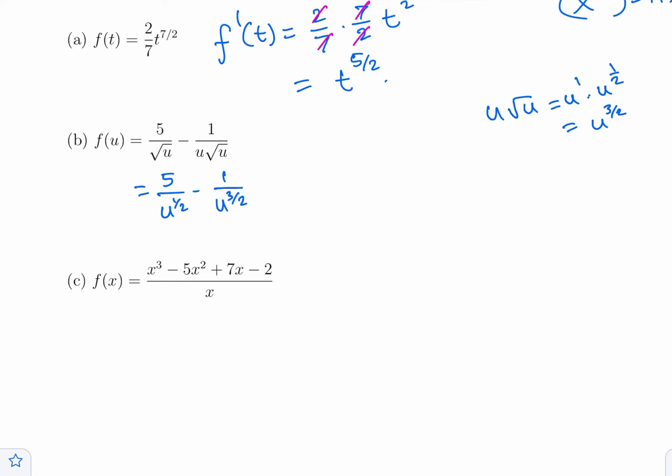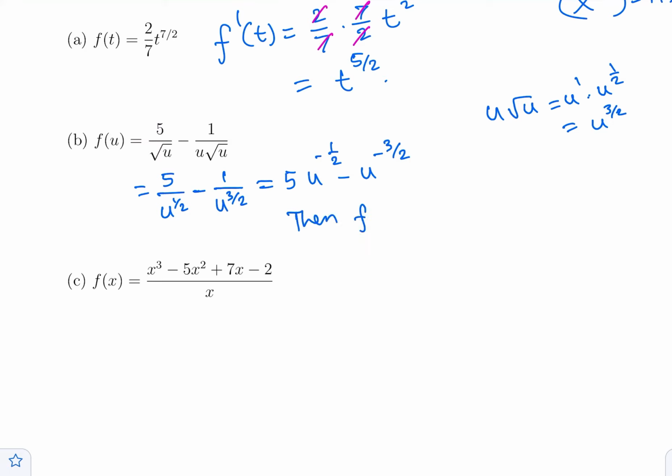Next, we need to get rid of these fractions. So move this up. 5 is already on the top. This one, u raised to negative 1 half, nothing else. You move this up, u raised to negative 3 halves. We are not done. We basically rewrote the function in a nice way. Now we're going to take the derivative.